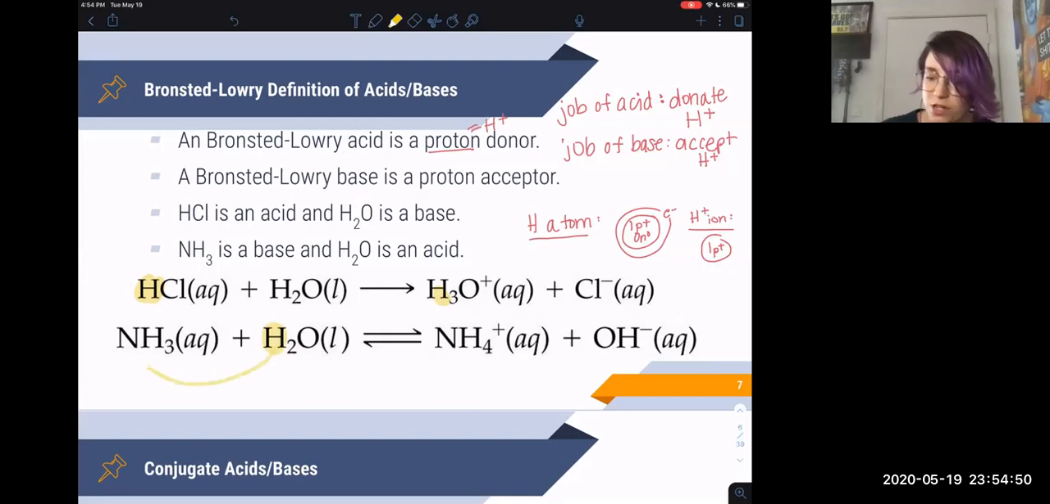It's being given to the ammonia because you see this is NH3 turning into NH4. In the reverse direction, the ammonium is giving up the H. So we'll talk about reverse direction in just a second. Oh, you're still looking at the top.